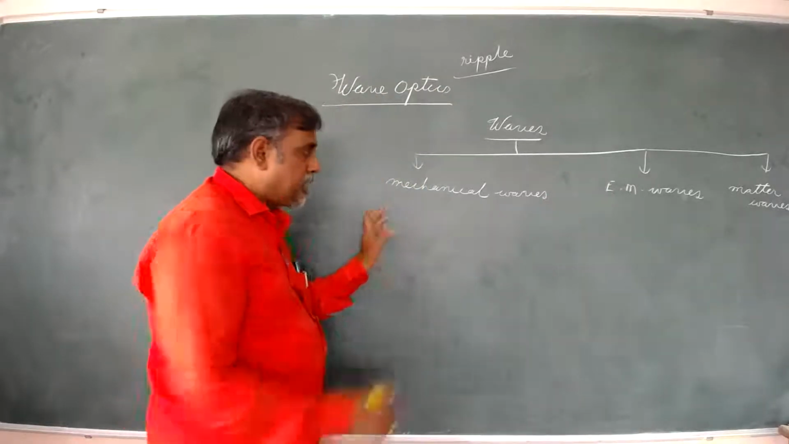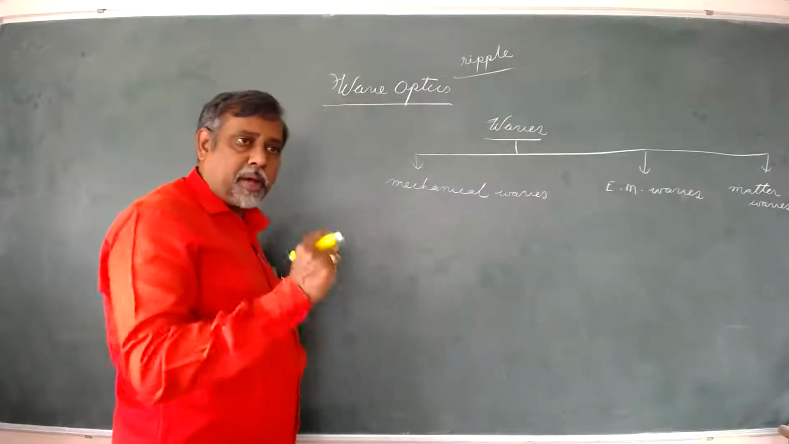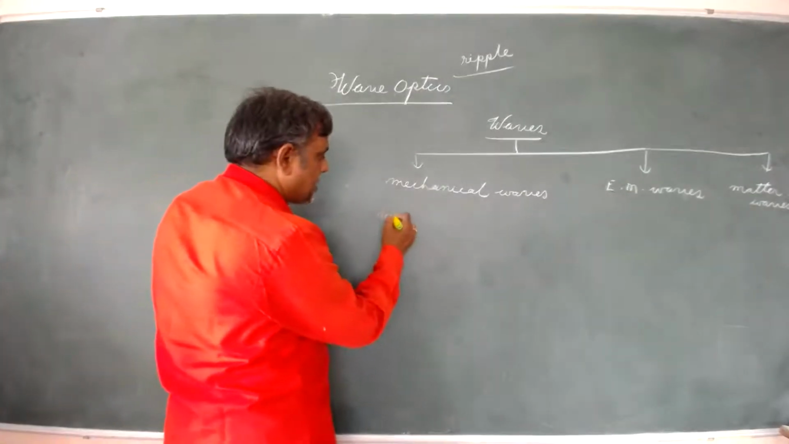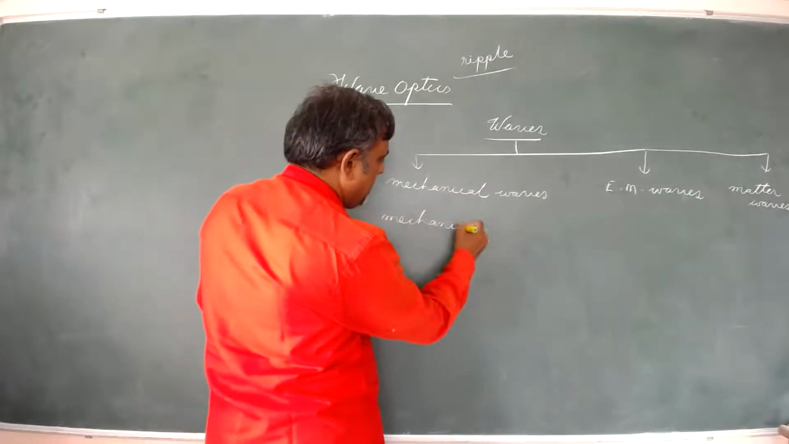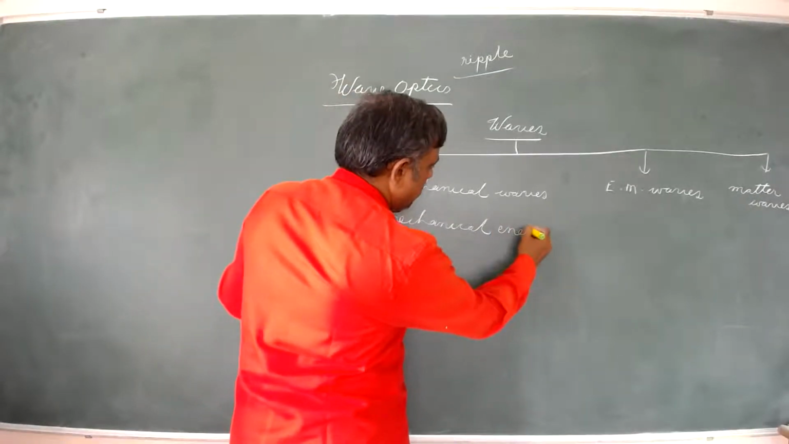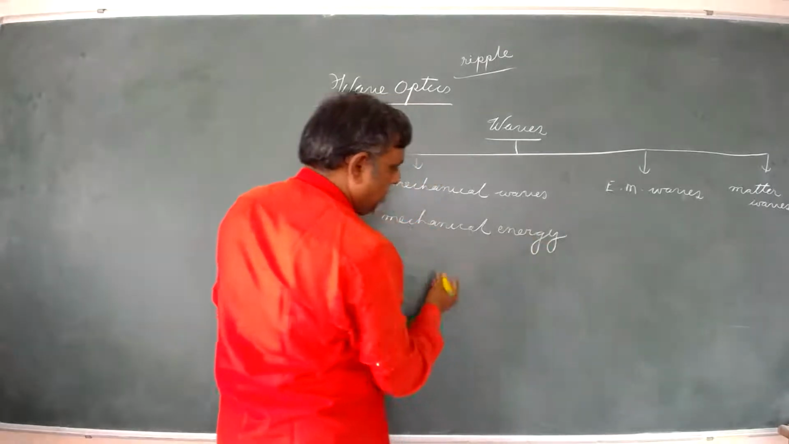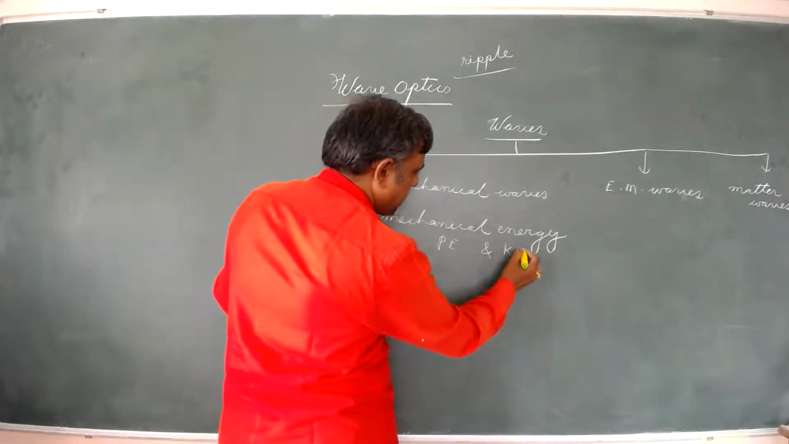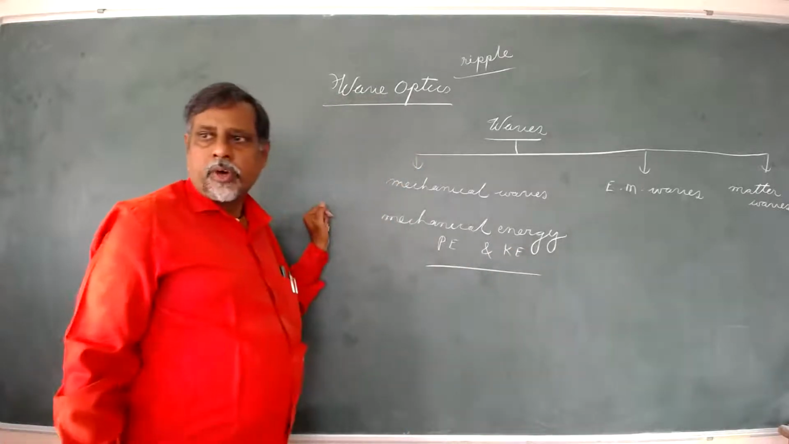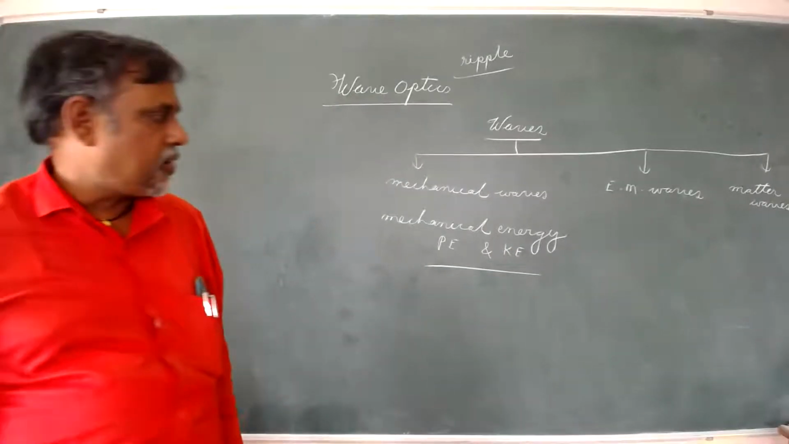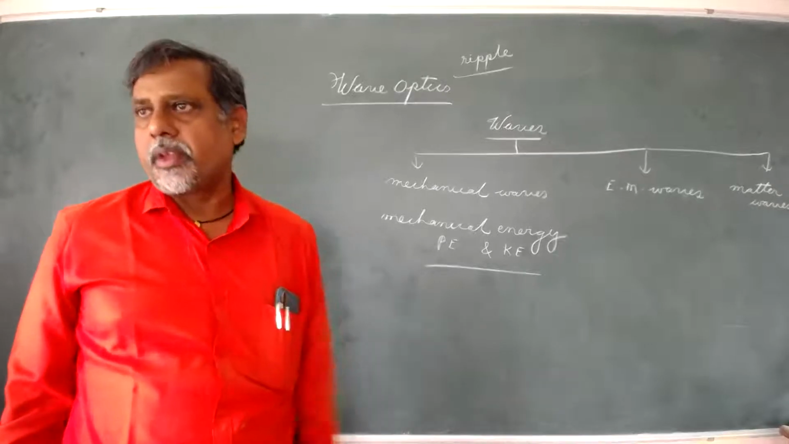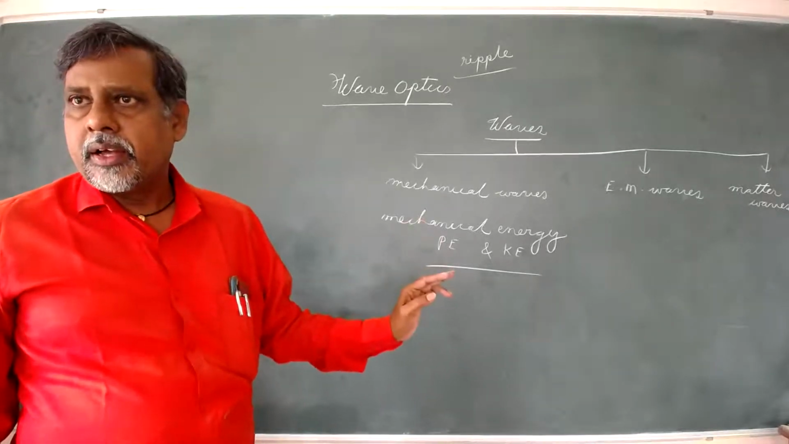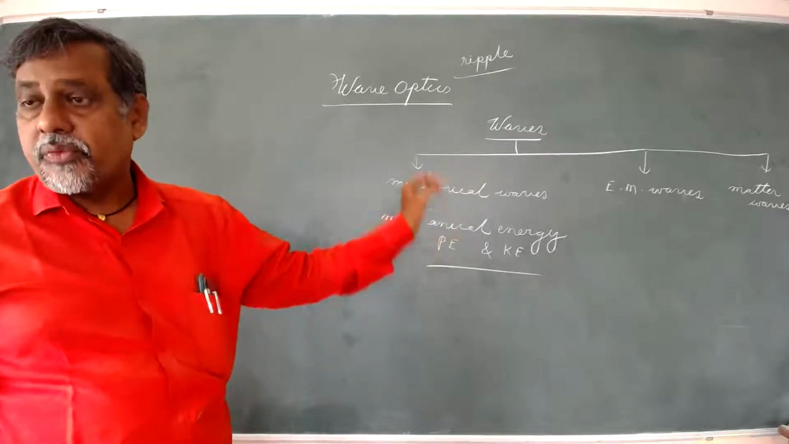Mechanical waves means energy is given in a mechanical form. We know that mechanical energy is of two types: one is potential energy and the second one is kinetic energy. When a wave is produced by means of one of these forms of energy, that is called wave motion.